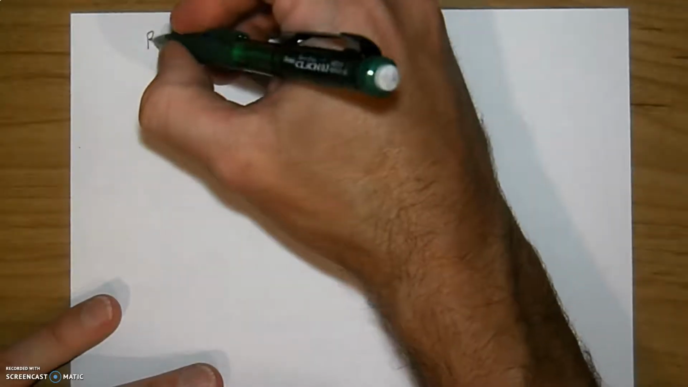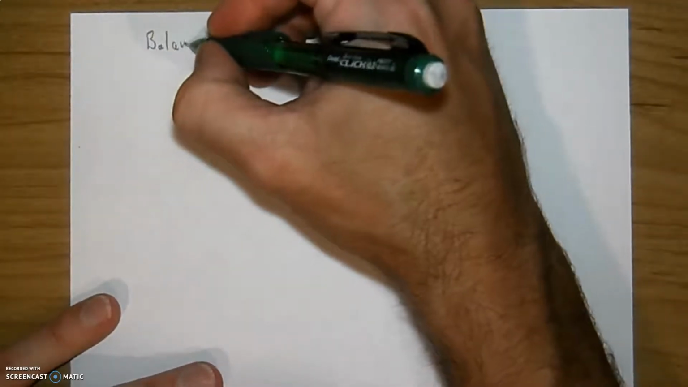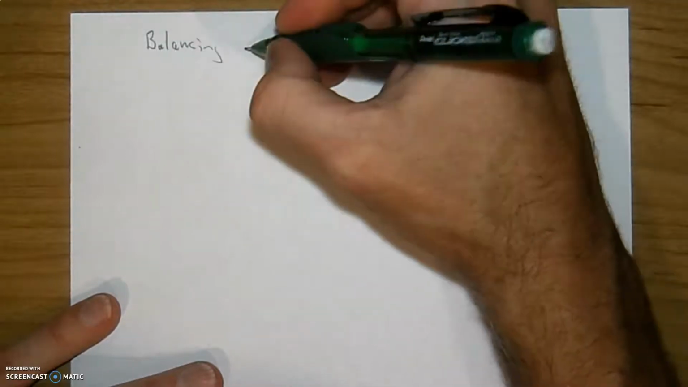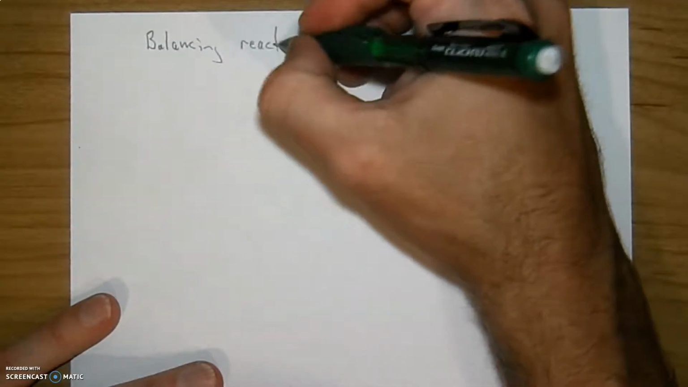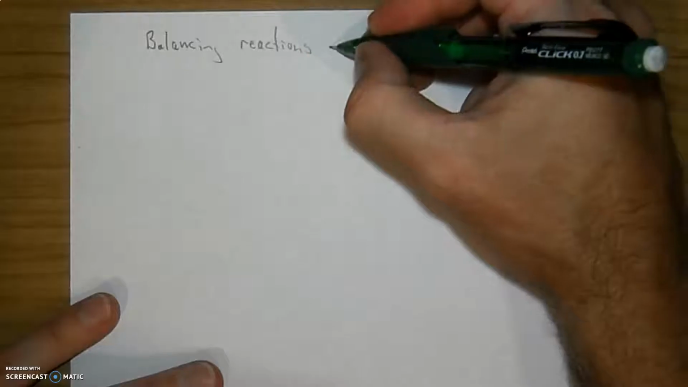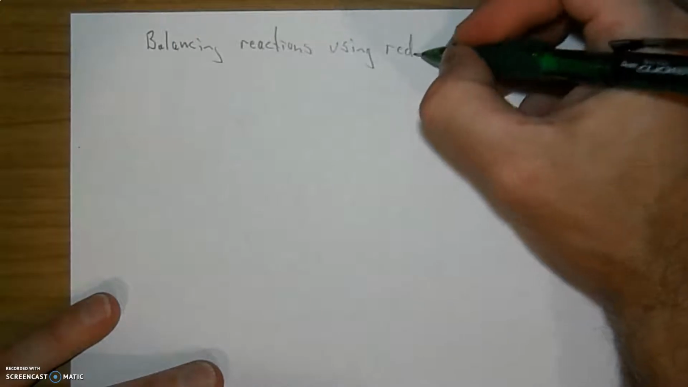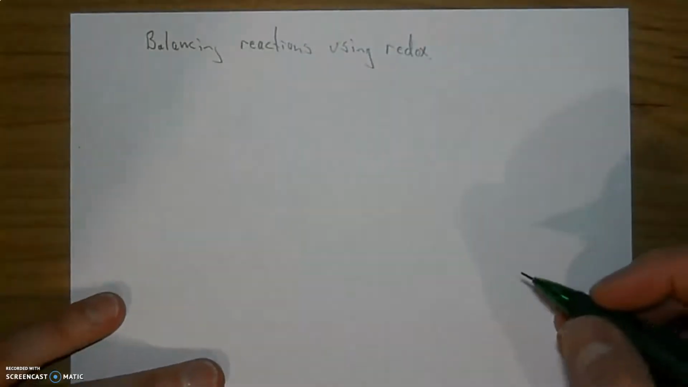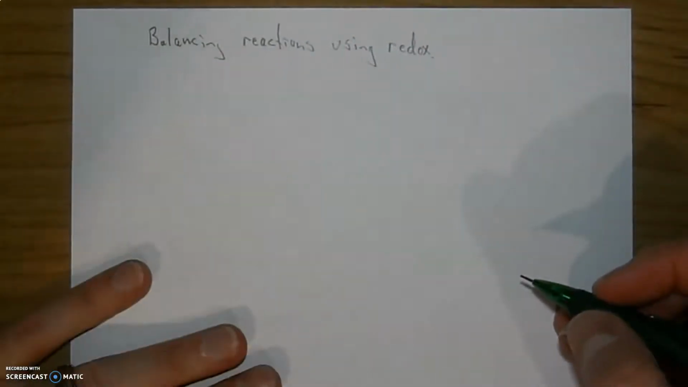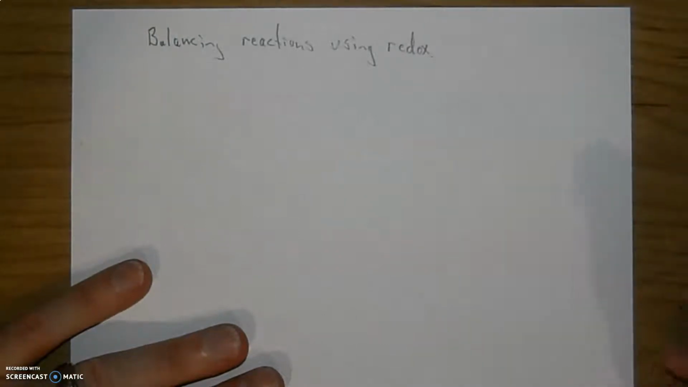We are starting off with chapter 20. This is the last chapter in the course, and it is electrochemistry. The first part we're going to take a look at here is balancing reactions using redox. Now, redox is simply oxidation reduction. We just shorten it up and call it redox.